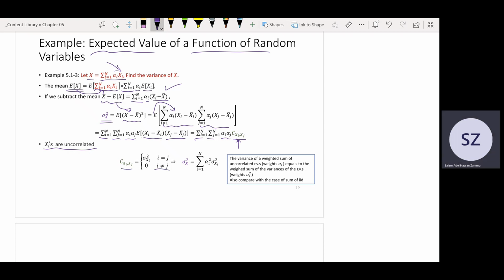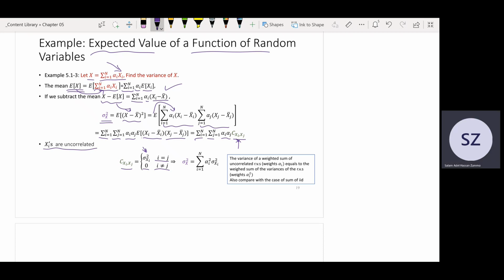It is 0 when i is not equal to j. The covariance of x1 and x2 is 0 because they are uncorrelated. The covariance of x1 and x3 is 0, right? And so basically C xi xj equals 0 when i is not equal to j. And what does C xi xj equal when i equals j? What do we get? The variance of xi. So it is the variance of xi when i equals j, and 0 when i is not equal to j.